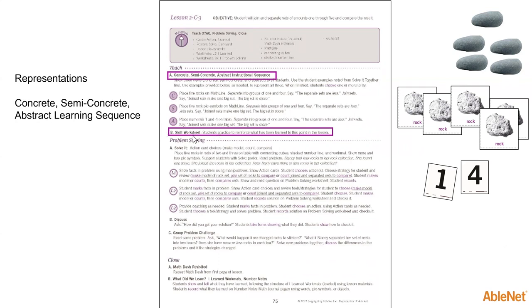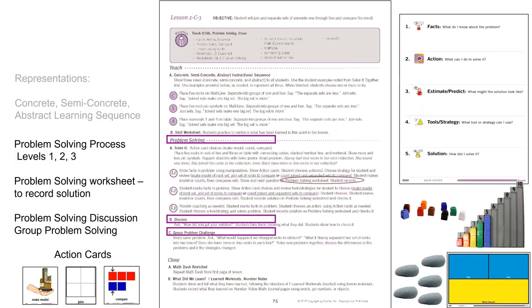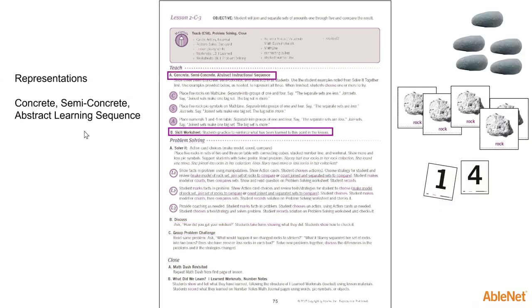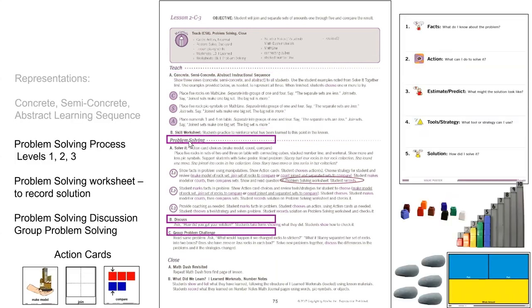That's followed by a skill worksheet, which is essentially a paper pencil view of what happened. Objects can be provided with that. Problem solving follows for individual students now. So I'm there as a teacher to support my students as they solve the problem. There is support at 3 levels. There is a problem solving worksheet at 3 levels to support student recording the outcome. So that's what's happening here.